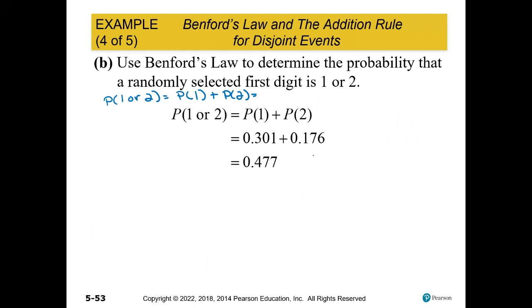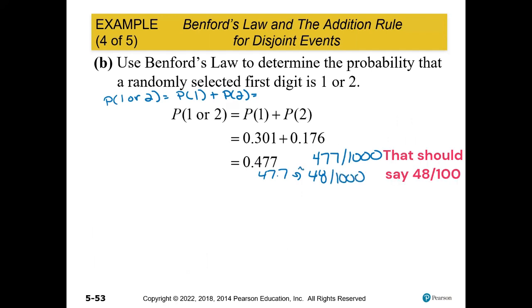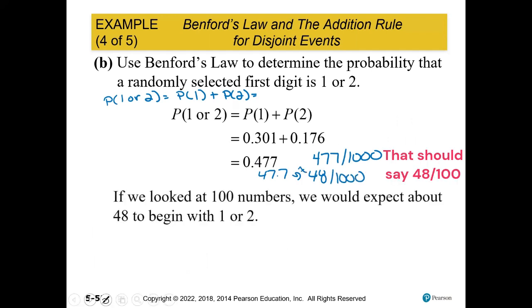So 477 out of 1,000 is how I would do that because it's 3 decimals. If you wanted to go 2 decimals, 47.7 would round up to about 48 out of 1,000. And that's what the book says. If we looked at 100 numbers, we would expect about 48 to begin with a 1 or 2.